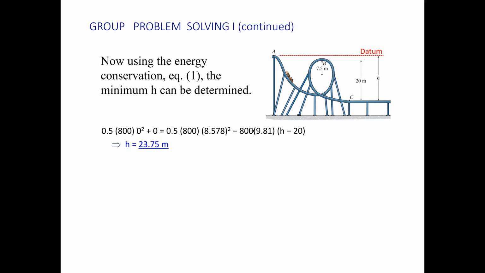Then you could take that VB, the velocity at point B, and substitute back into our conservation of energy equation and solve for our unknown. So this is all zero on this side of the equation. Solve for our unknown h, and h comes out to be 23.75. Okay, so this is our original equation.